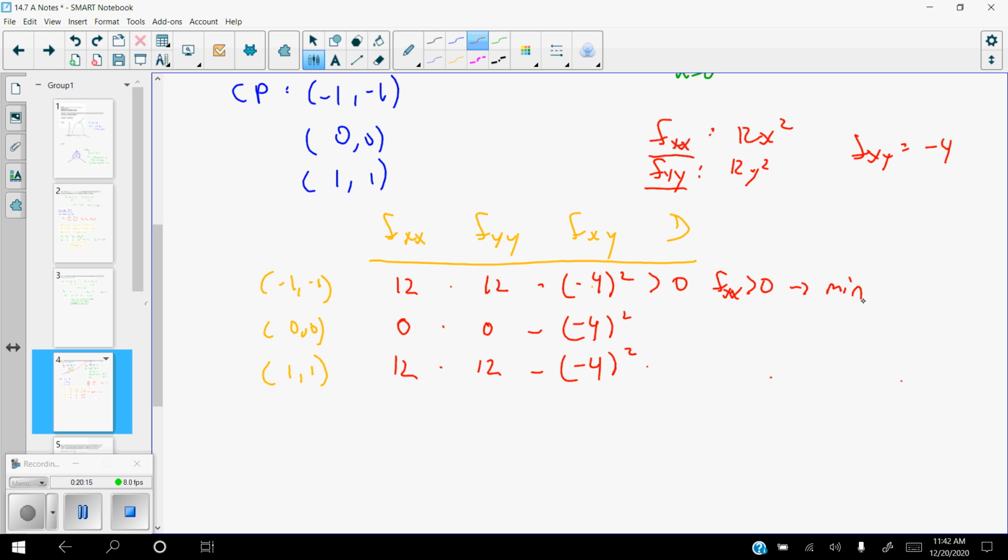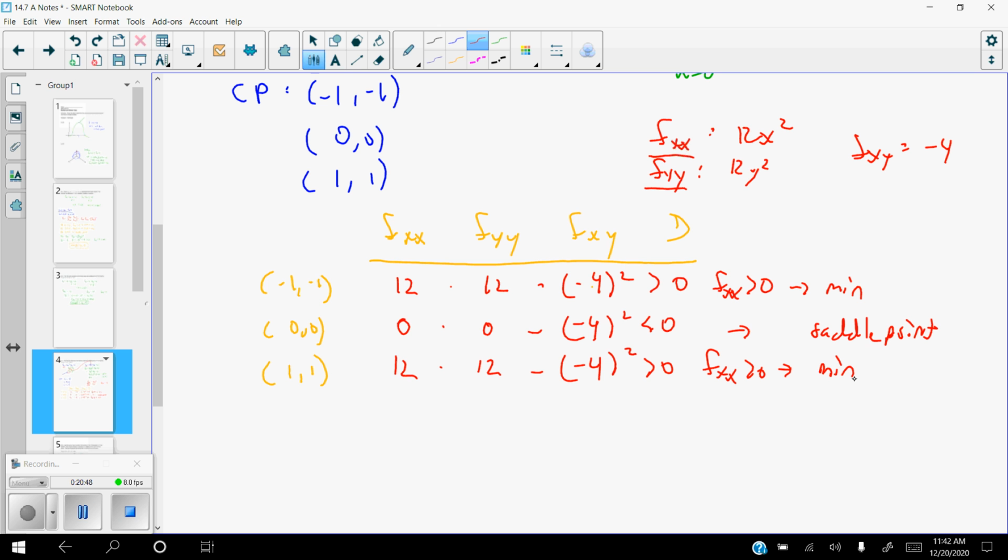In our second one, 0 times 0 is 0, minus some positive number is going to be less than 0. There's nothing else to do when you get that. You simply know that you have a saddle point. If your D value is less than 0, it is a saddle point. And then the last one is going to be the same as the first one. That's going to be greater than 0. Once again, fxx here is also greater than 0, which means that we have a minimum.